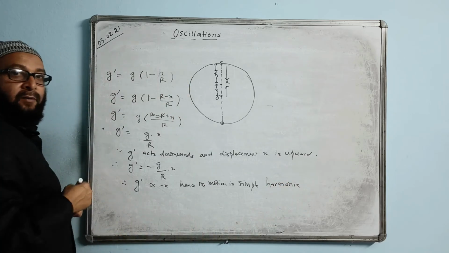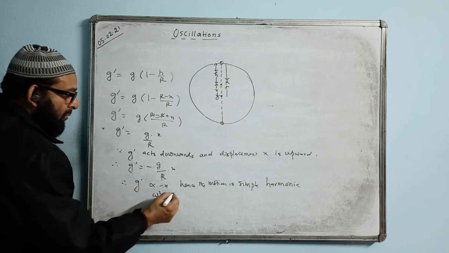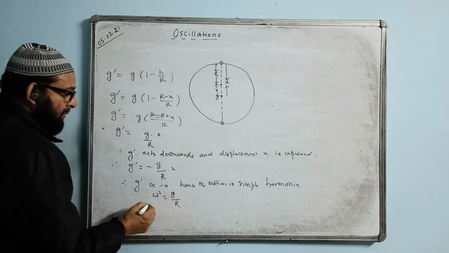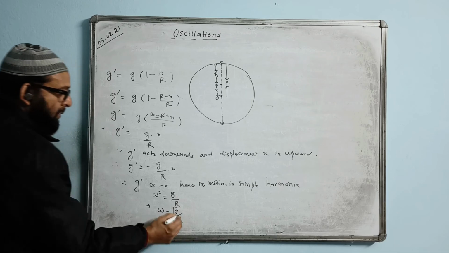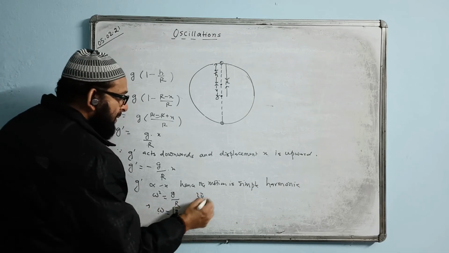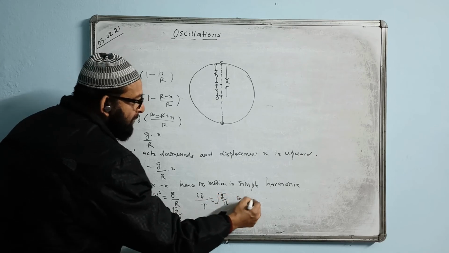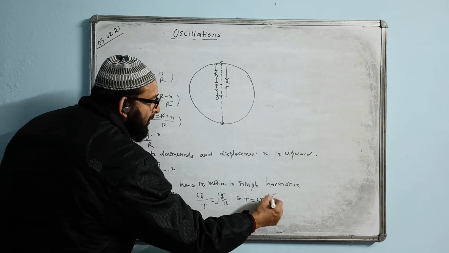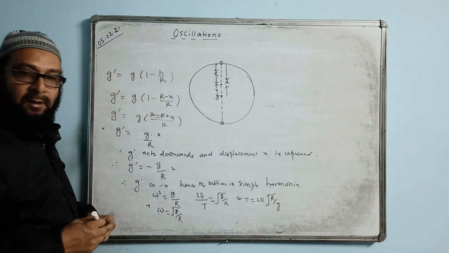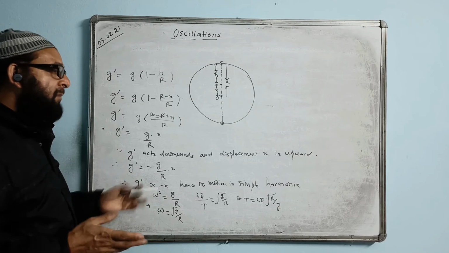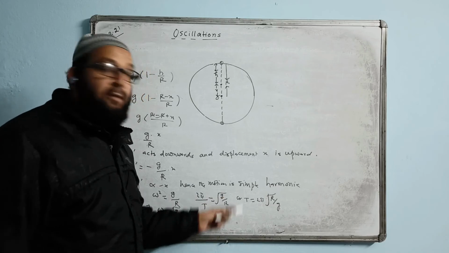After that, we can find the period of oscillation. What is the period of oscillation? This is the value of omega square. Omega square will become g by r. Therefore, omega is root of g by r. And omega is 2 pi by T, equal to root of g by r. Or the time period will become 2 pi square root of r by g. And we know the radius of the earth is 6400 kilometers. The value of g is maybe 10. We change r into meters and g in meters per second square. Calculate the value of T.